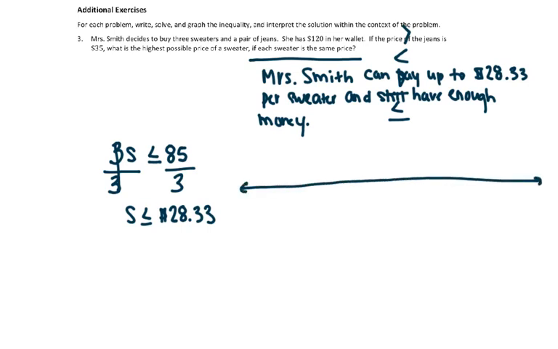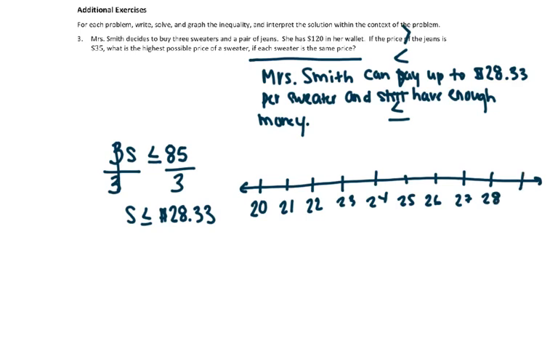So I'm going to start my graph at 20. You don't have to. So I'm just going to go up to 29, because we're a little bit greater than 28 at $28.33. So I'm going to close that circle because it's equal to, and I'm going to draw an arrow representing that less than. So we've got less than or equal to $28.33. So let's take a look at another problem.